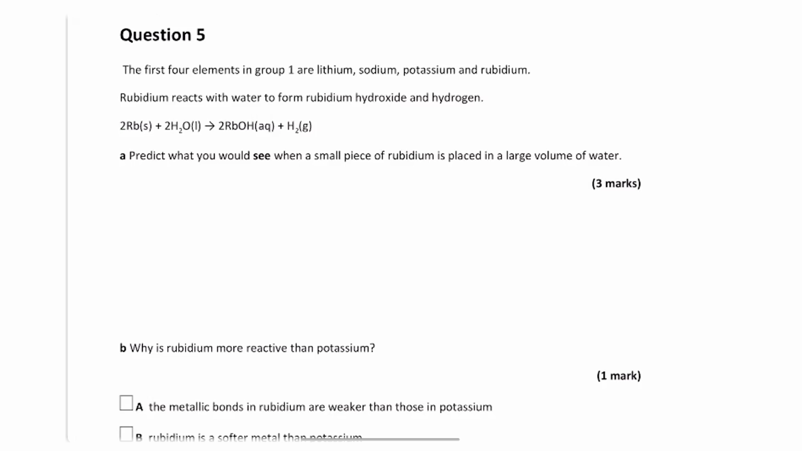For the first part, predict what you would see when a small amount of rubidium is placed in a large volume of water, for 3 marks.